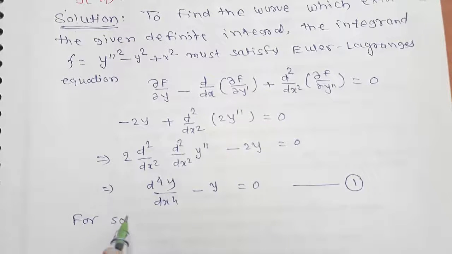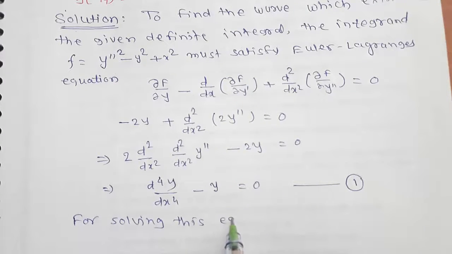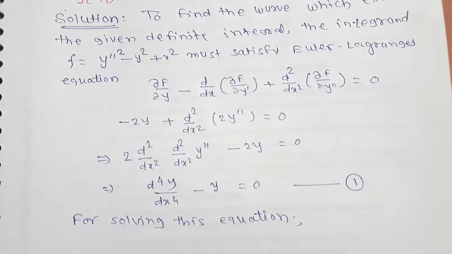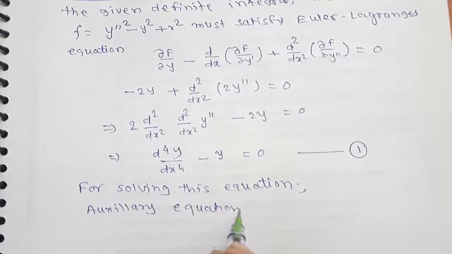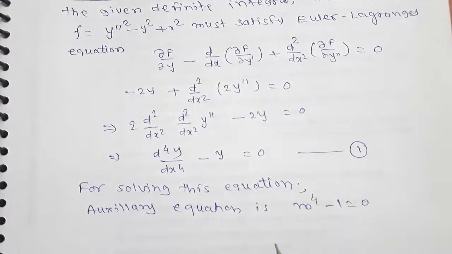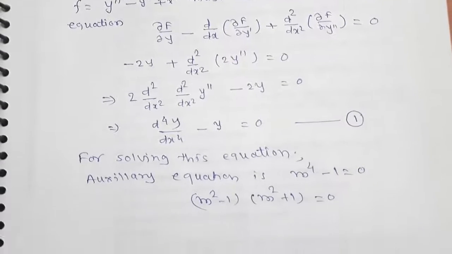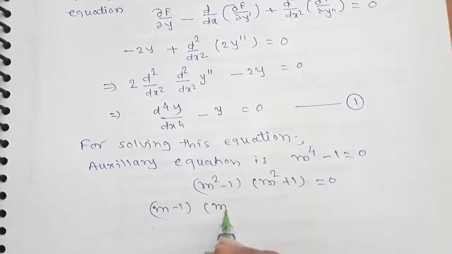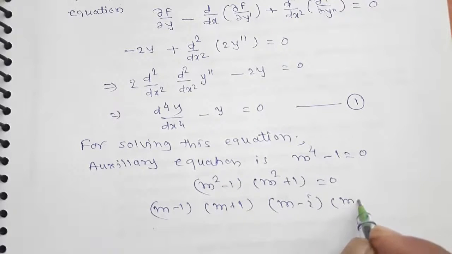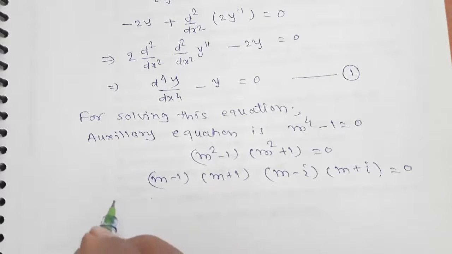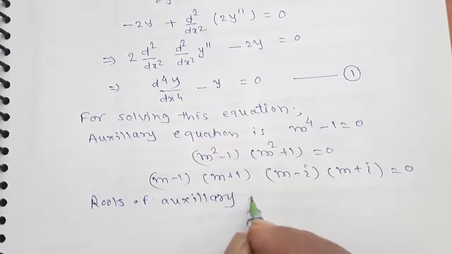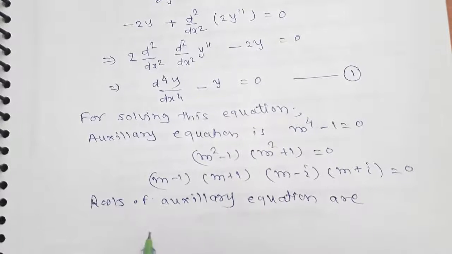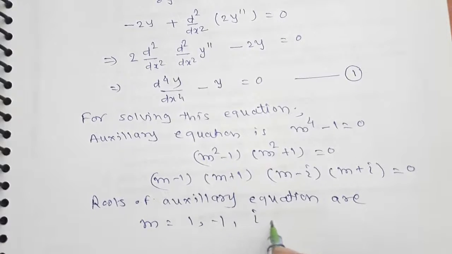For solving this equation, it is a homogeneous linear differential equation, and hence its auxiliary equation is m raised to 4 minus 1 equal to 0, whose factors are m square minus 1, m square plus 1 equal to 0, which can be further factorized as m minus 1, m plus 1, m minus i, m plus i equal to 0. And hence, the roots of the auxiliary equation are m equal to 1, minus 1, i, minus i.